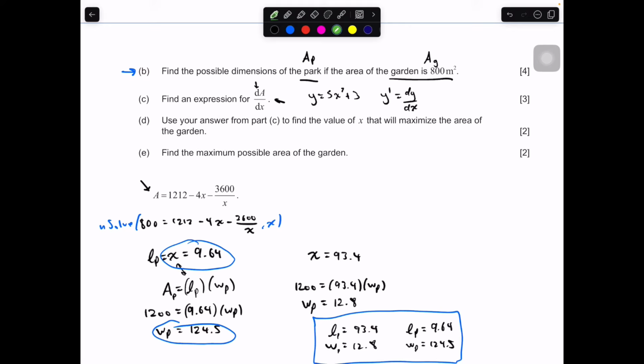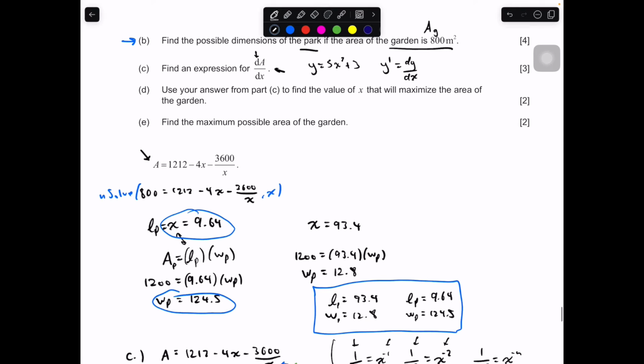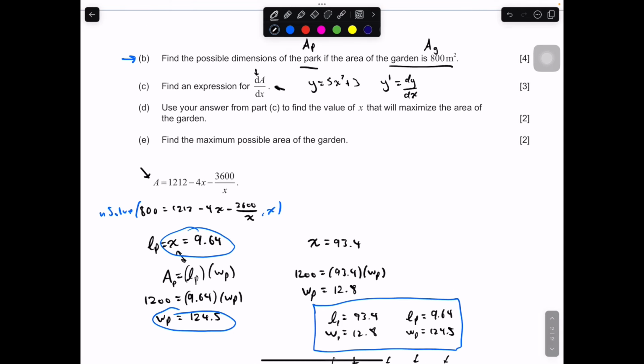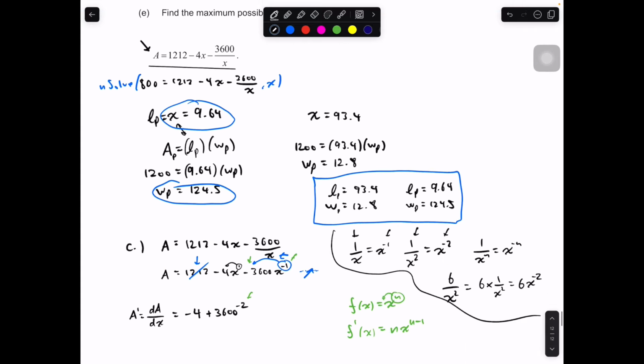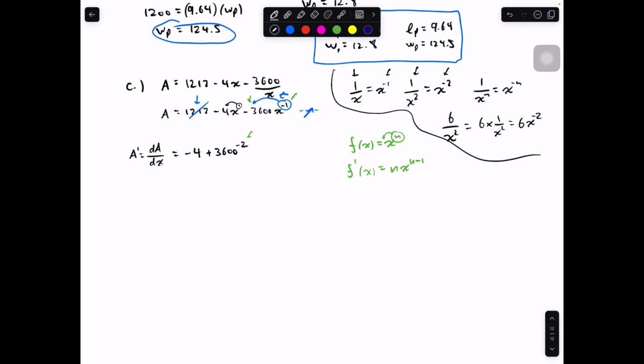Use your answer from part C to find the value of x that will maximize the area of the garden. To be honest, the easiest thing would actually be just to graph the area of the garden right here and then find its maximum. And that will almost certainly give you one mark just for the answer. But they want you to use your answer from part C. They want you to use the derivative. So here's a conceptual explanation of what they're asking you to do. If we have some situation, for example, and let's even draw the graph, or at least this portion that was relevant.